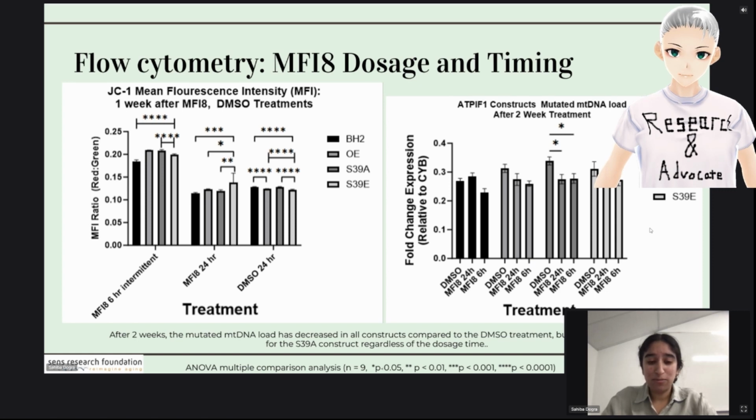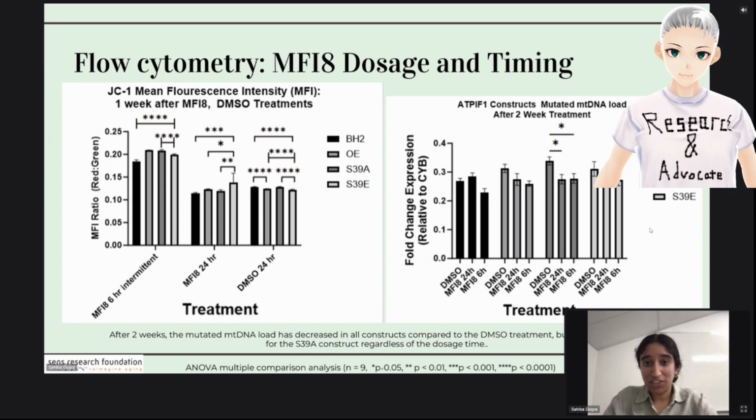And so we had 3 different timelines. The first was an MFI8 treatment that was done every about 2 days for 6 hours. And then we also had MFI8 that was treated for 24 hours and then not anymore after that. And then our DMSO control was also for 24 hours. And so as you can see in the JC1 flow cytometry, again, the constructs are about the same, without any major differences between the constructs.